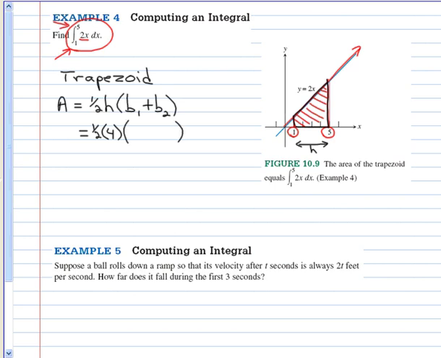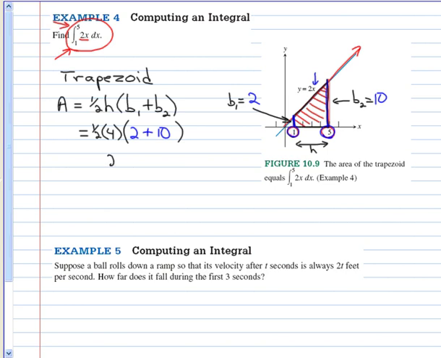The length of each base. Well, if I called that base 1, we're going to need to figure out what that is. If I call that base 2, we'll have to figure out what that is. And how do we figure out that length of the base? Well, it's the value of the function at 1. When I substitute a 1 there, what do I get? 2 times 1 is 2. It's 2 high right there. And over here at 5, substitute a 5 in my equation. 2 times 5 is 10. It's 10 high right over there.